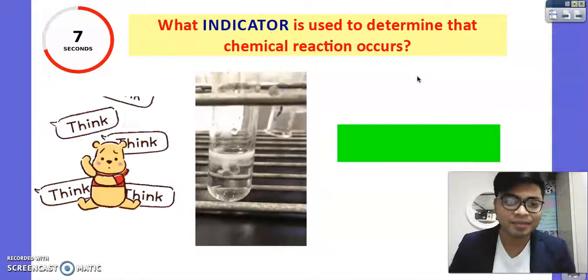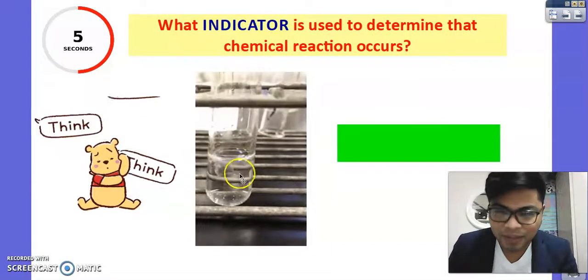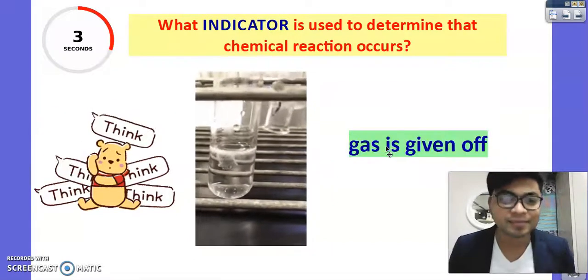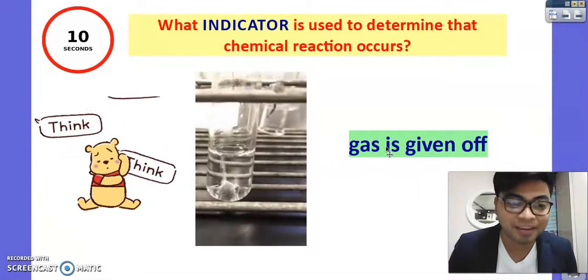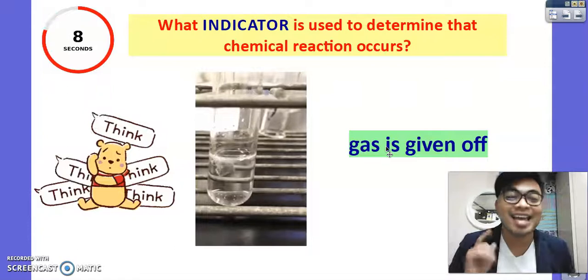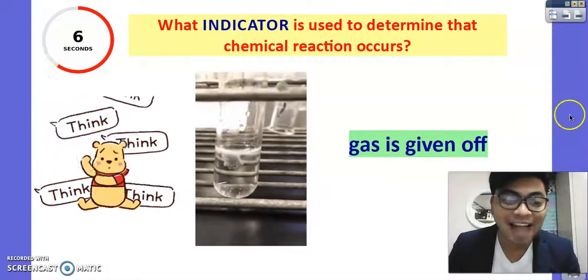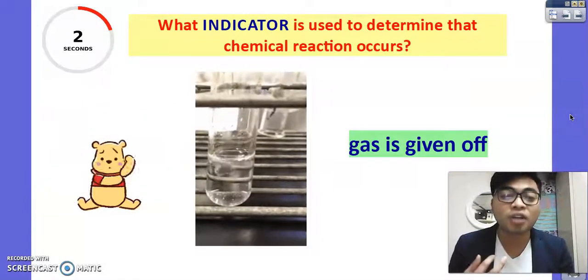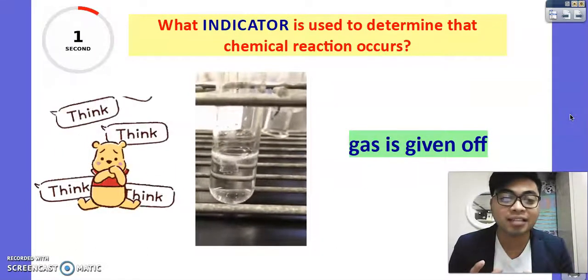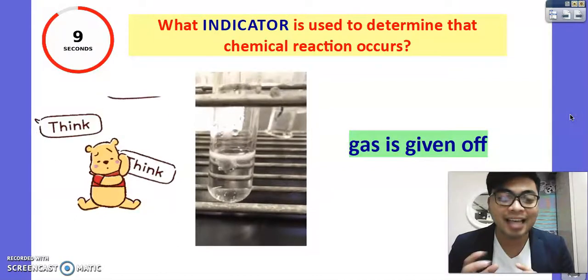You have the answer? Let's see. Look at the picture here. Gas is given off. So what do you think is the gas given off in here? Exactly. That is your hydrogen gas. So if there's a gas formation, or a color change, it is a chemical reaction.